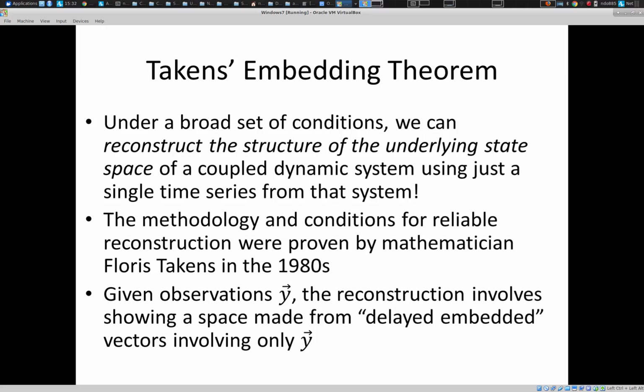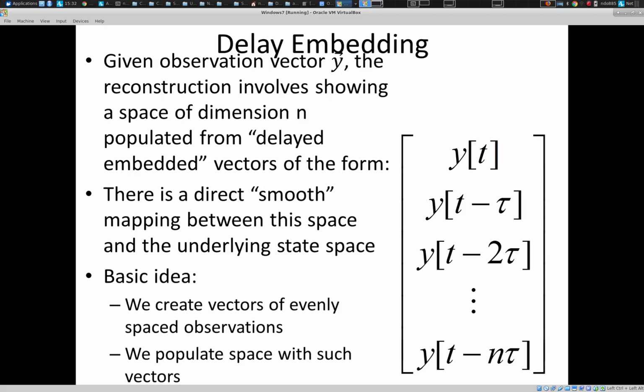If you can measure one thing out of this system over time, with some qualifications and provisos, you can reconstruct the internal state of the entire system. They're entangled enough that just seeing one thing tells you about the whole thing. It's almost holographic. From one component, you can reconstruct the whole thing. And this is Takens' famous embedding theorem. It's a very practical methodology, and we're going to see how it can be applied.